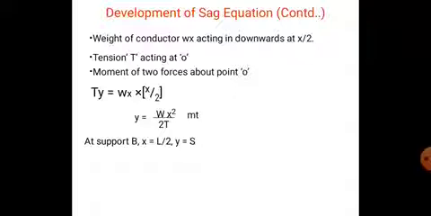Substitute these values in the equation. Y is equal to W x square by 2T, so S is equal to W into (L by 2) whole square by 2T, that is W into L square by 8T meters. This is the equation for equal supports, that is S is equal to WL square by 8T, where S is the sag, W is the weight of the conductor, L is the length of the span, and T is the tension acting at point O.